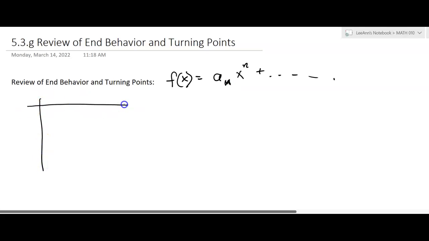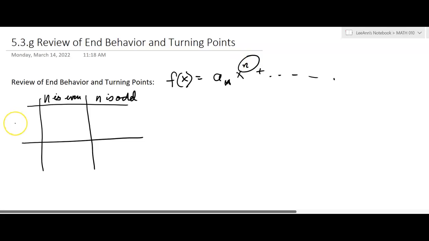End behavior, let's make a little rough chart here. If n is even, and if n is odd, that will affect end behavior. And remember, n is the exponent here. And if the leading coefficient is positive, so a sub n is the leading coefficient, or if the leading coefficient is negative.